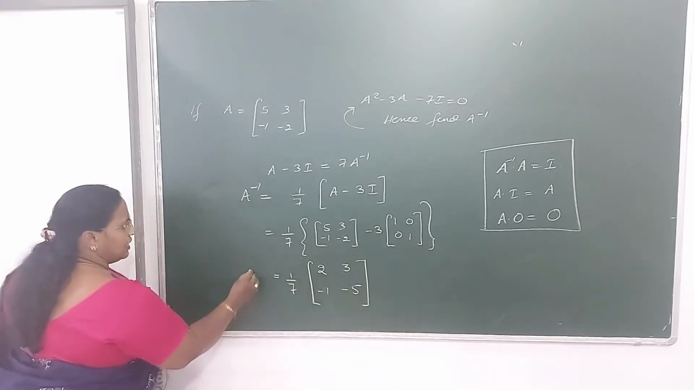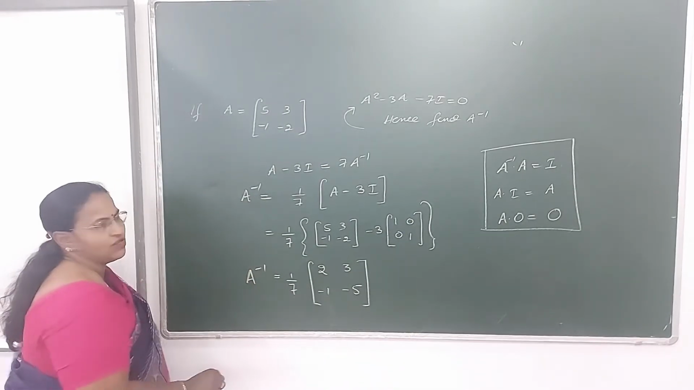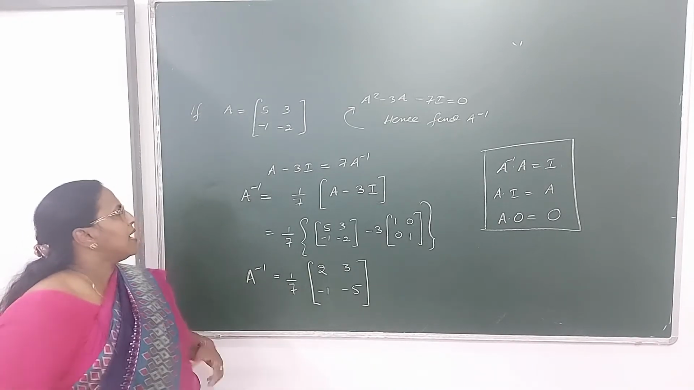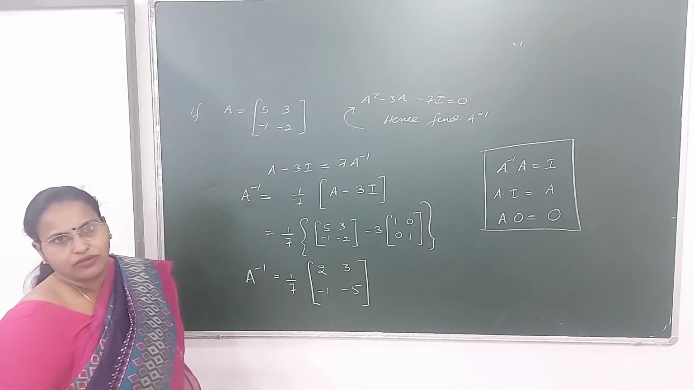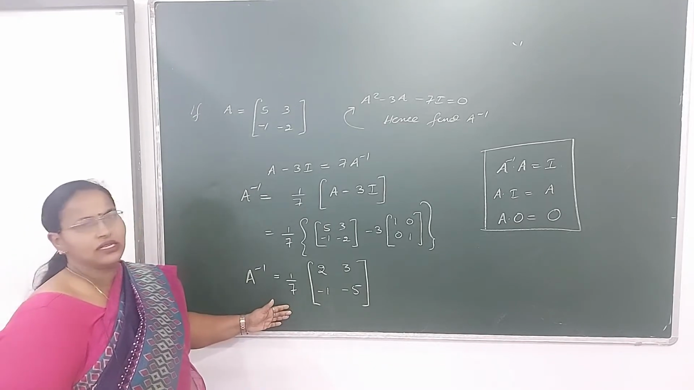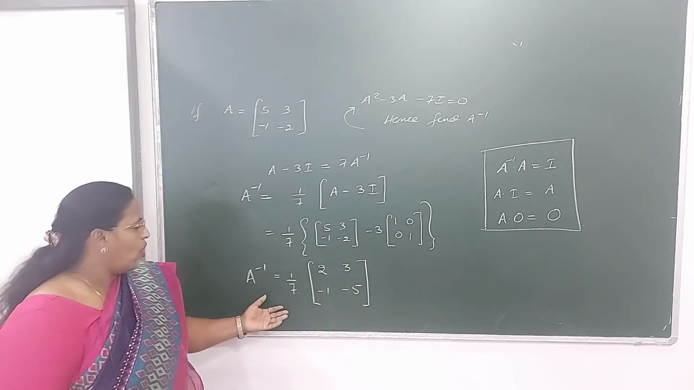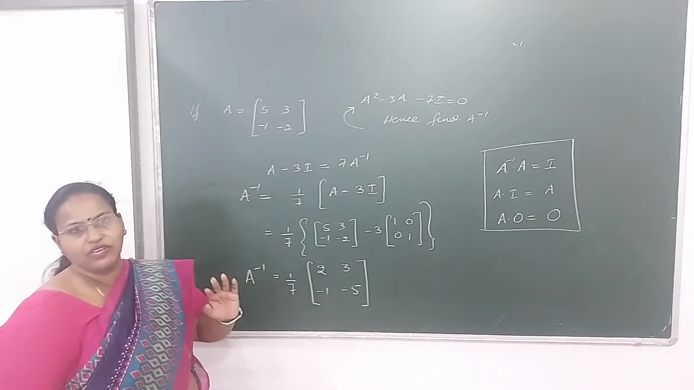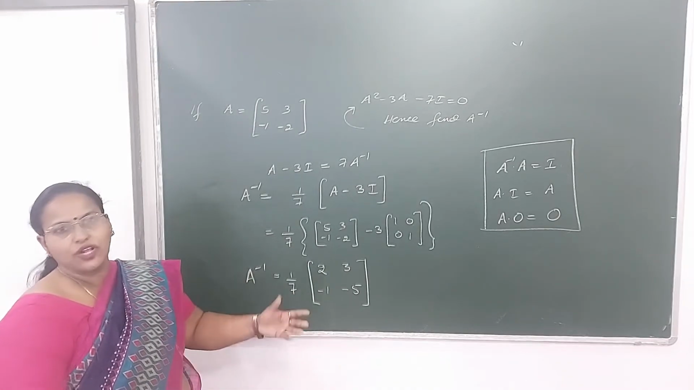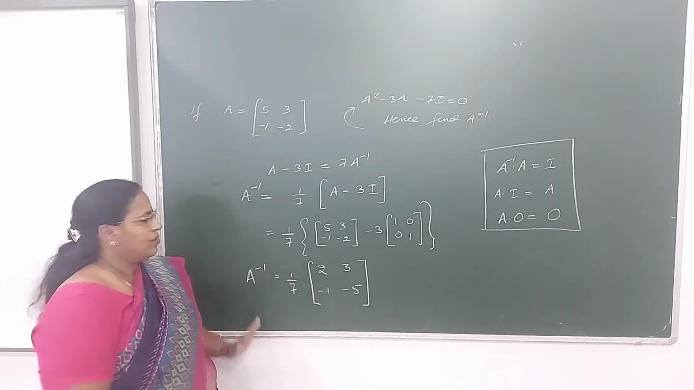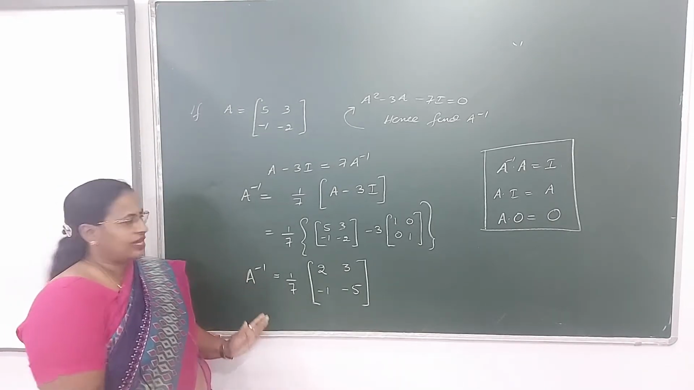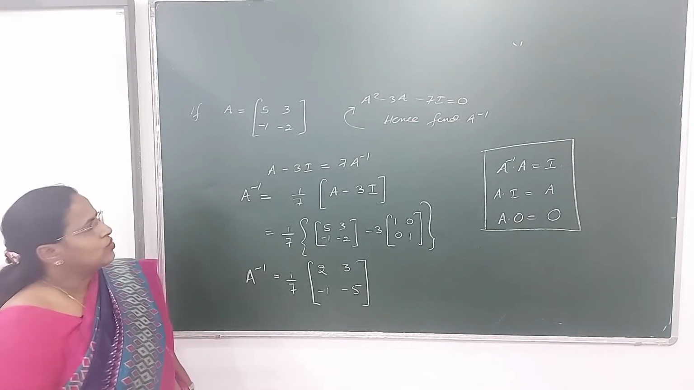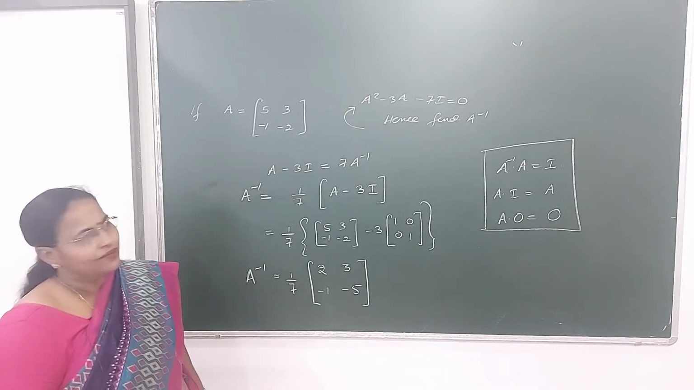So finally, here we are getting the answer of A inverse as 1 by 7 times the matrix 2, 3, minus 1, minus 5. So either you can write down the answer in this particular manner, or you can take this 1 by 7 and multiply it to each and every element of the given matrix. That way also you can write the answer. Both ways it is okay. You can leave the answer in this particular manner also, no problem. So I hope children the method is understood.